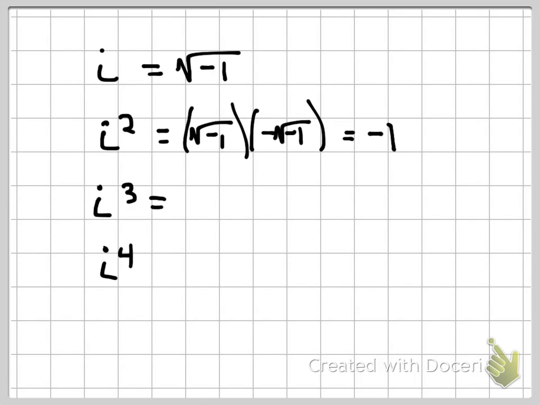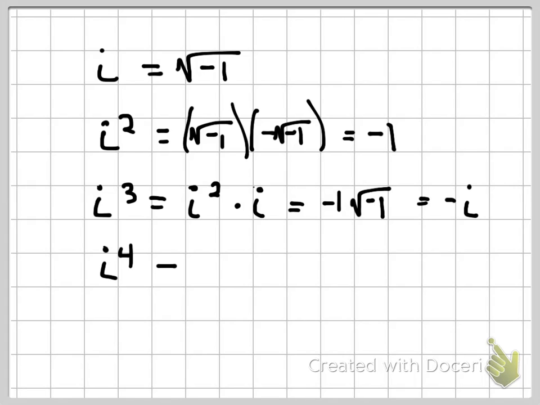i cubed, we know that we could rewrite using our exponent rules this as i squared times i. And so we would wind up with -1 times the square root of -1, which is, of course, just -i.